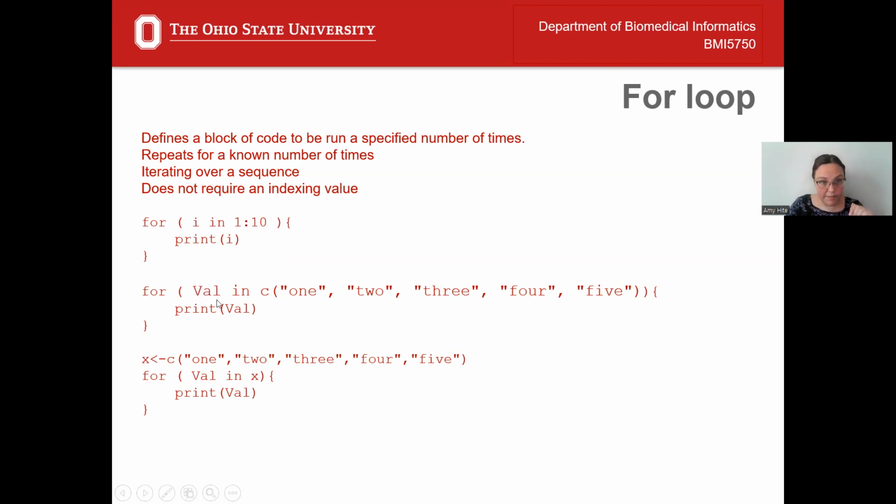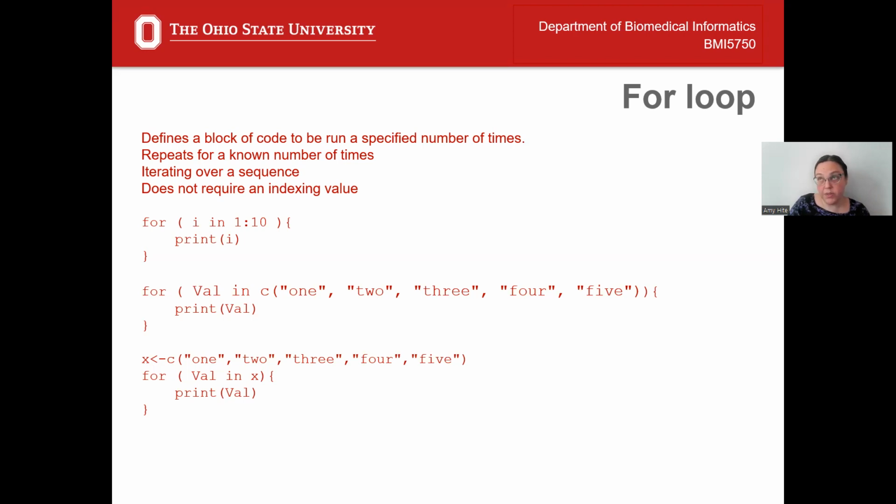And the second one, we have val as our value. And we're saying for every val in this character vector, we're going to print val. So it's going to print 1, it's going to print 2, it's going to print 3 as words. It's doing each one of these. You could save your vector as a value. We're assigning this vector to be x. And then we're saying for val in every value of x, print val.